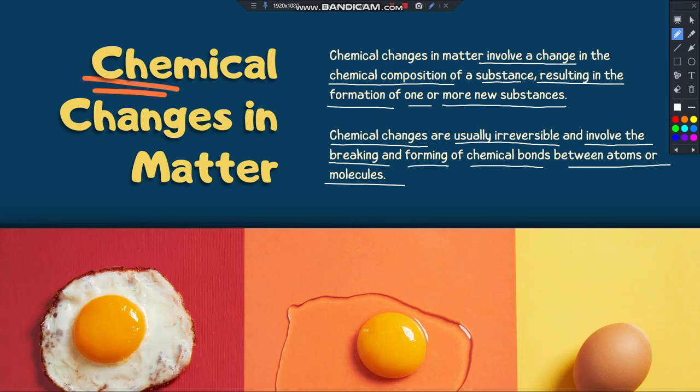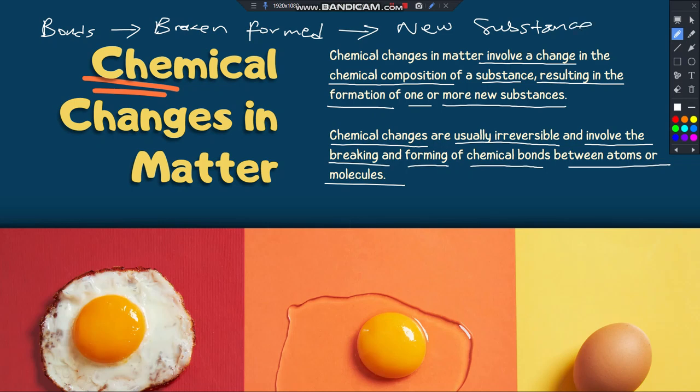So here is what we mean. During a chemical change, bonds between atoms and molecules are broken, and then new bonds are also formed. Now in the process of doing that, new substances are formed, and that is why one example of a chemical change is the process of frying an egg.